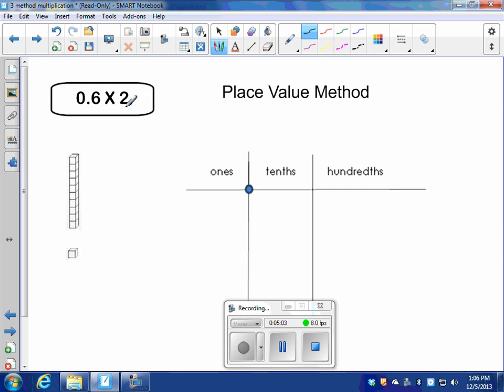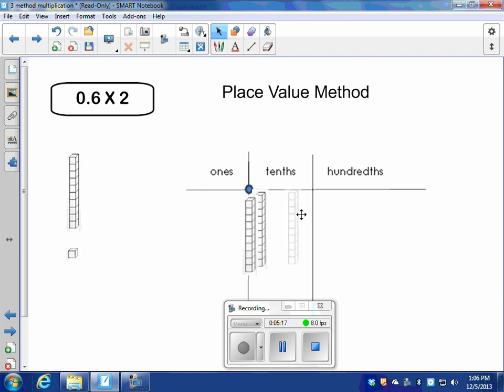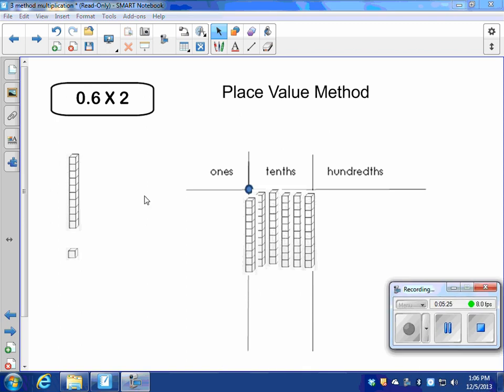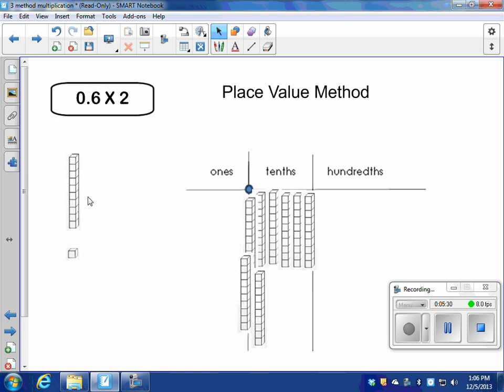On tonight's homework, you have a second example, which is 6/10 times 2. And it's going to work the exact same way. To show 6/10 times 2, you're going to show two groups of 6/10. So 1, 2, 3, 4, 5, 6. Move that over. 1, 2, 3, 4, 5, 6. And if you count this, you can see that I have a total of 12/10.